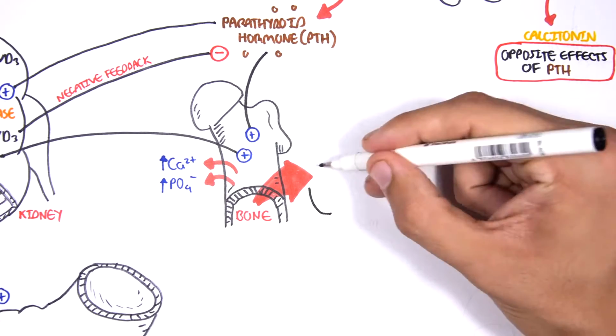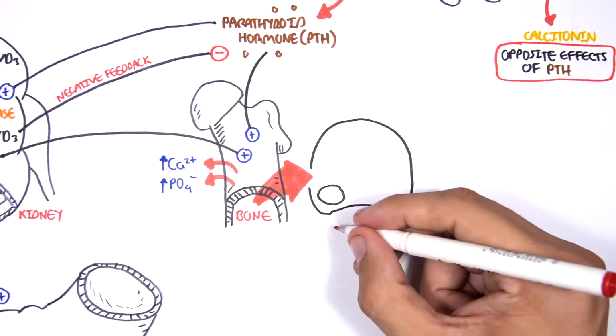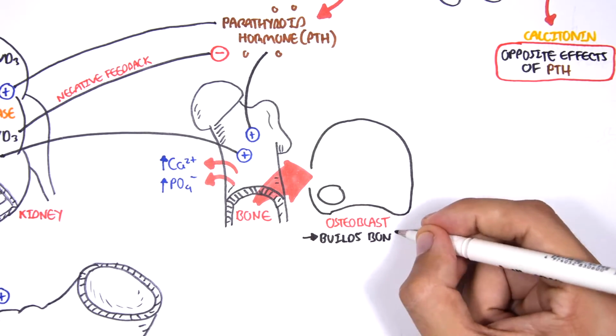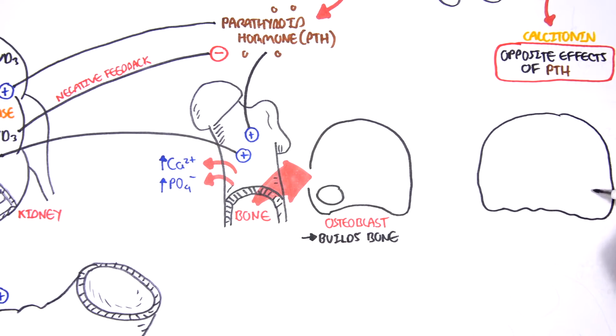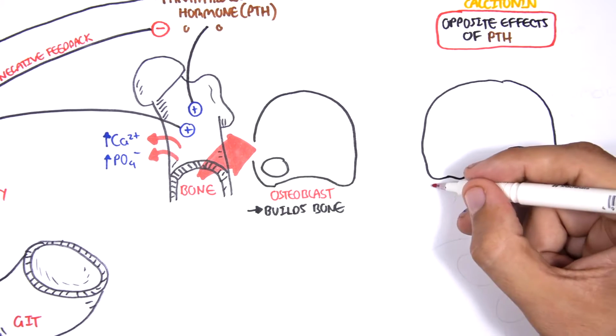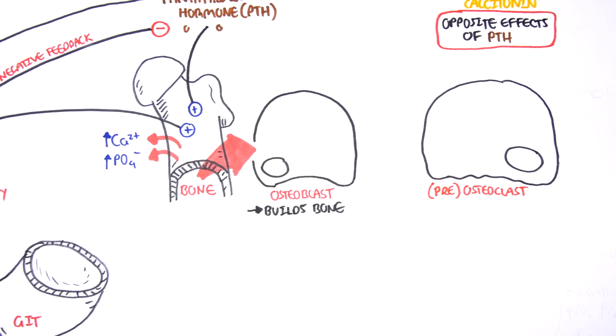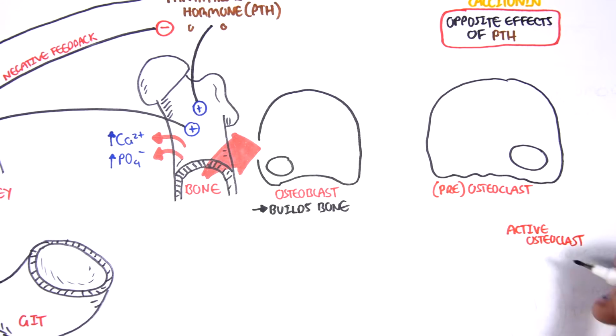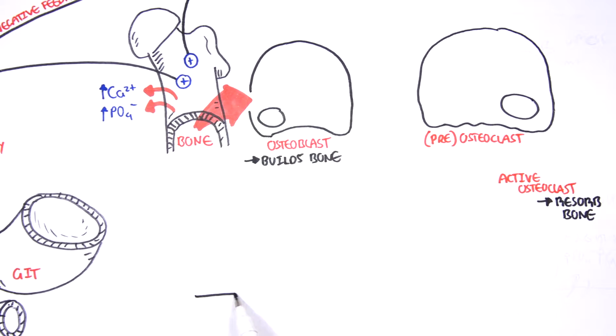So the bone is made up of 2 main cells that we will talk about. These are osteoblasts, which build bone, and these are osteoclasts, which break down bone. However, this osteoclast is not activated yet, so we call it a pre-osteoclast. And it is the active osteoclast that will resorb bone. So it will break down bone, which will allow calcium and phosphate to be released in the blood.